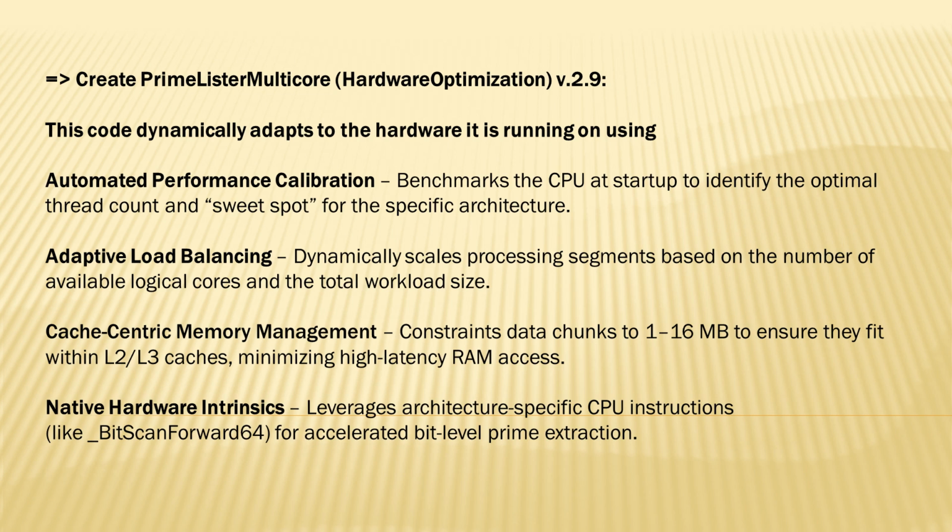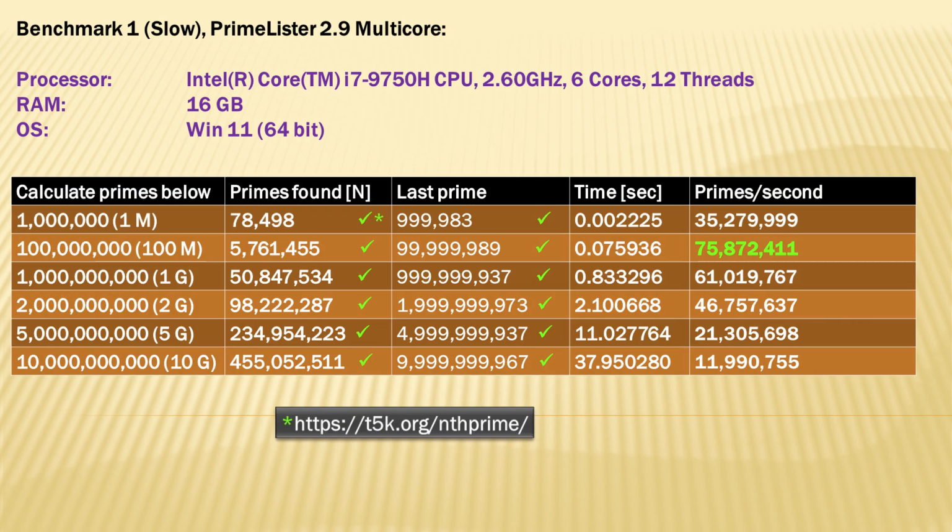This code dynamically adapts to the host hardware through 4 key features: automated performance calibration at startup, adaptive load balancing, cache-centric memory management, and the use of native hardware intrinsics for accelerated bit-level processing. Returning to the i7 laptop with version 2.9, the impact is immediate. Performance at the 1 billion mark increased from our previous 54 million to 61 million, with a peak of nearly 76 million primes per second at lower limits.